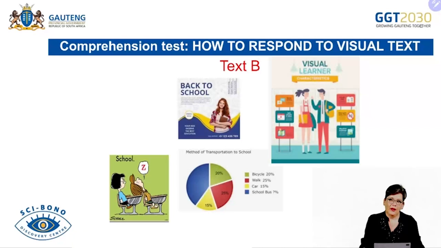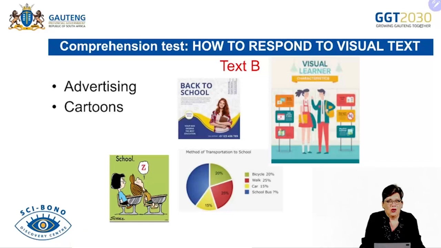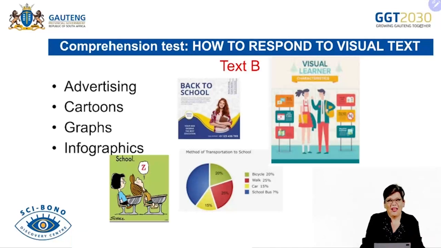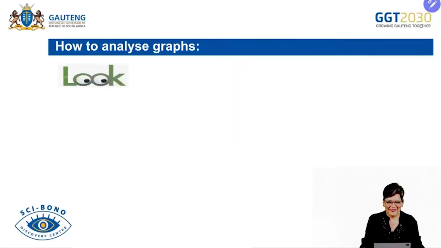Now, I'm focusing on the visual text. So let's focus on text B. Now, you have to remember, it's a visual text, which means it can take literally any format. It can be an advertisement, it can be a cartoon, it can be a graph, it can even be an infographic. And as you can see, I've got a number of examples there. I know this sounds daunting, that you don't know which one you're going to get. But don't worry, I'll help you. We'll get this done. So what happens if you get a graph?